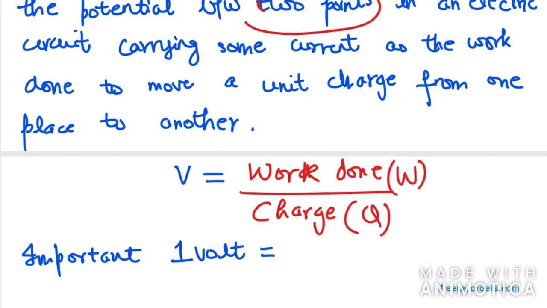And potential difference is measured in volt, and work done is measured in joule, and charge is measured in coulomb.